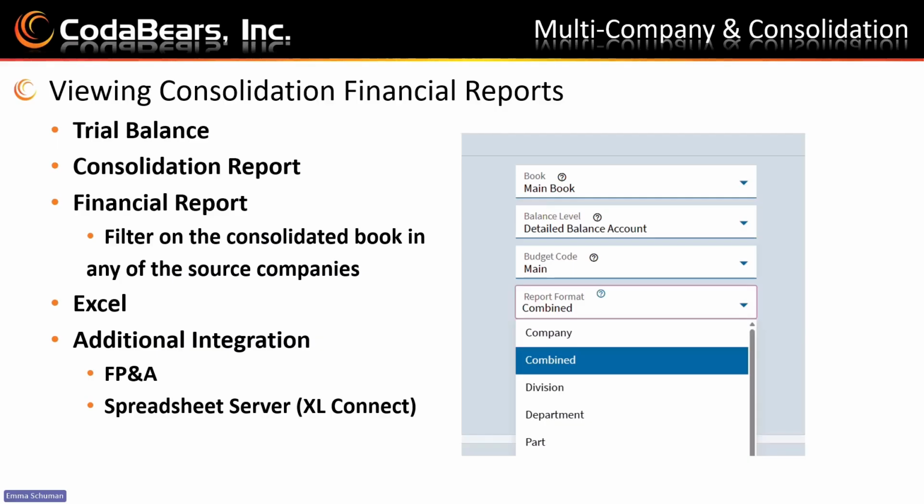It's often a slept-on trick in Epicor. If you use the report format Combined, you'll be able to select which books from other companies you want to run this report for. So I could run this report, call it the income statement, for companies A, B, and C, and it will populate all the values for me without me having to pull from Excel individually, combine it, and then do data manipulation. There's also additional integration with FP&A and spreadsheet servers, such as what was known as Excel Connect.